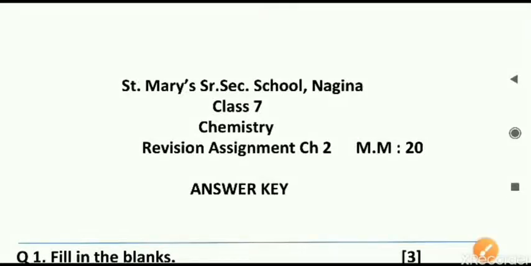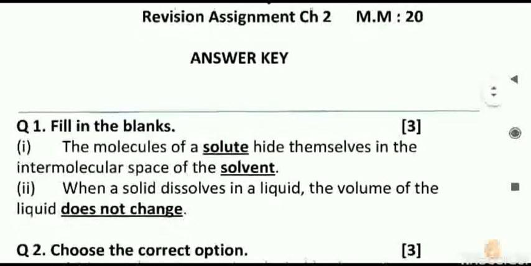Let us have a look at the answer key for the revision assignment test paper of chapter number 2. First is fill in the blanks. First part, the molecules of the solute hide themselves in the intermolecular space of the solvent. Solute molecules hide themselves, they take the place that is available between the solvent molecules. Next, when a solid dissolves in a liquid, the volume of the liquid does not change. It will remain fixed.